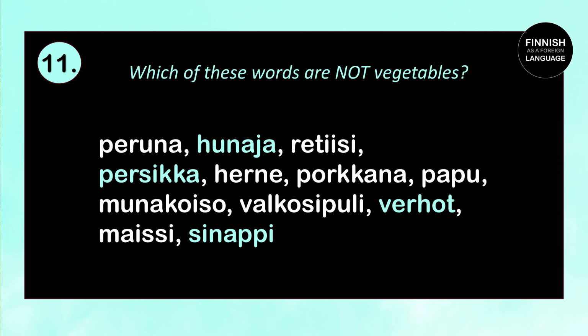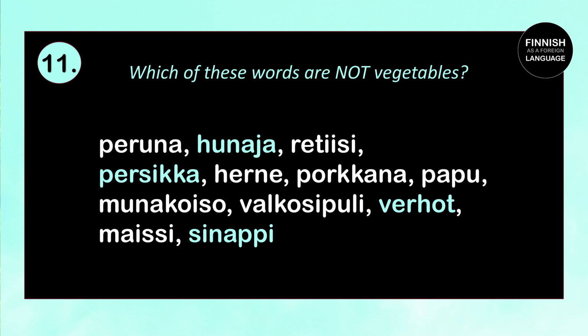Now let's just quickly translate all of these words. Peruna is potato. Hunaja is honey. Rettiisi is radish. Persikka is peach. Herne is pea. Porkkana is carrot. Papu is bean. Munakoiso is eggplant or aubergine. Valkosipuli is garlic. Verhot, curtains. Maissi is corn and sinappi is mustard.